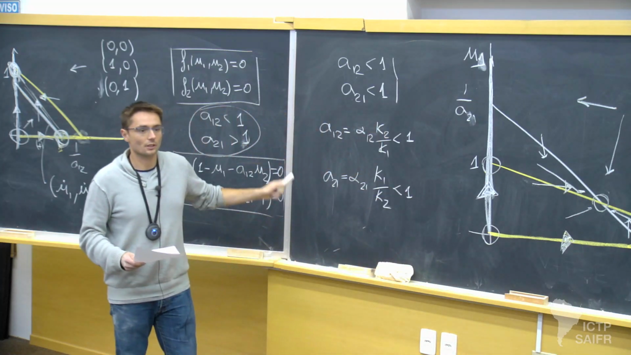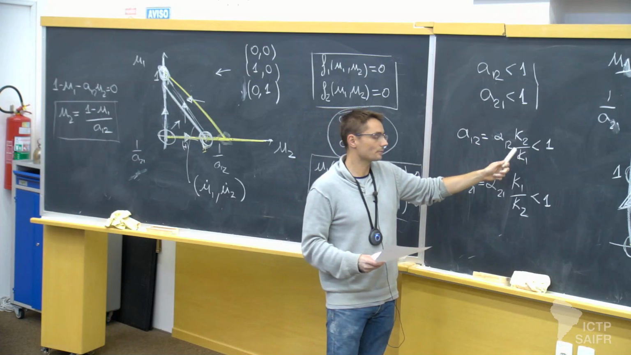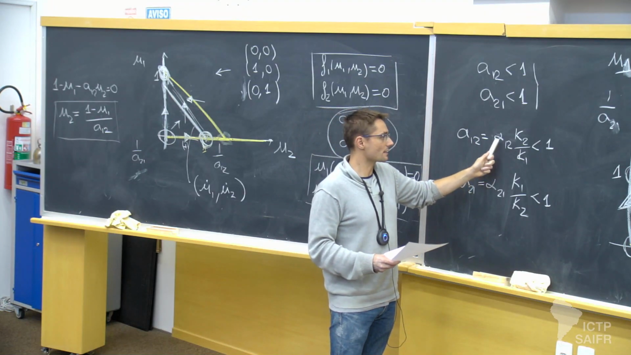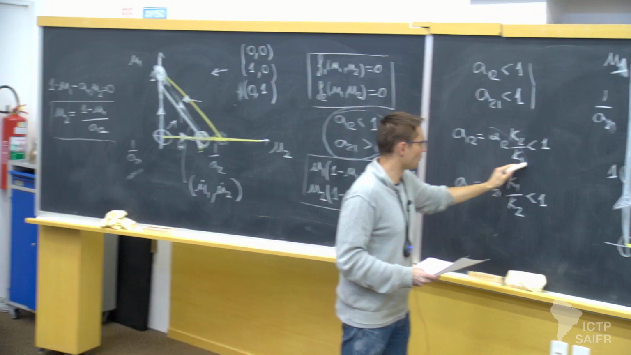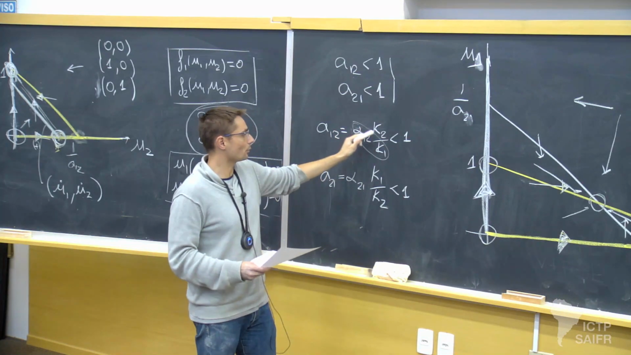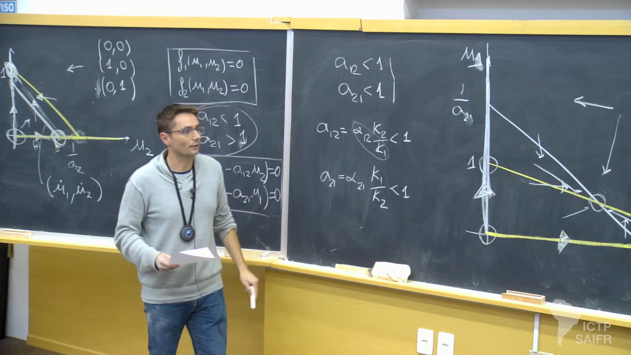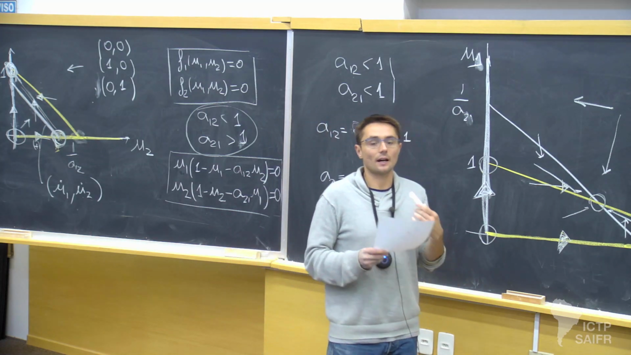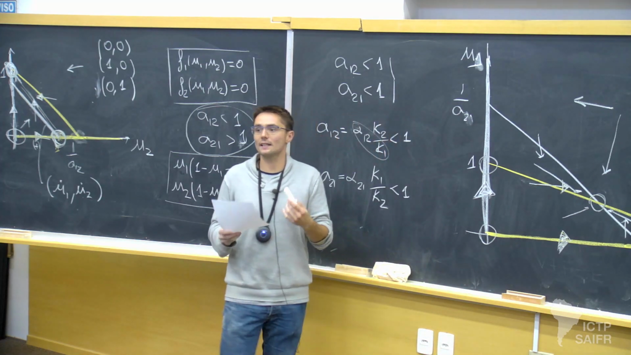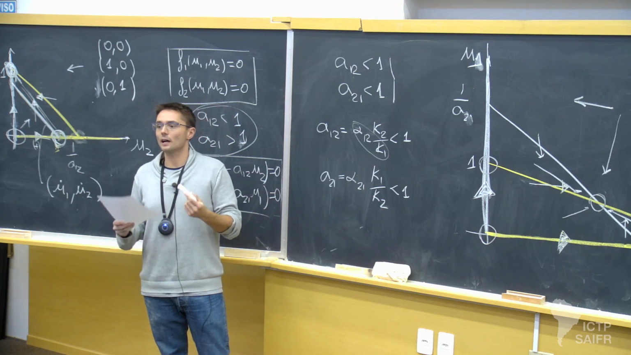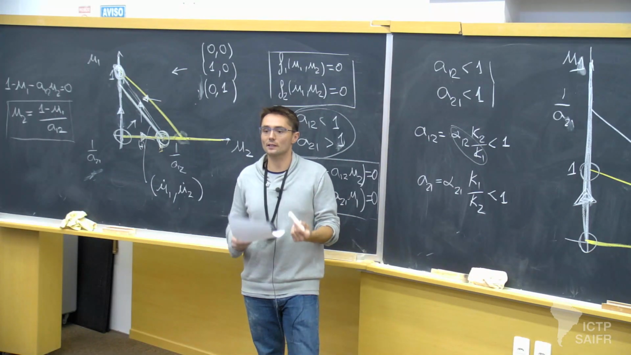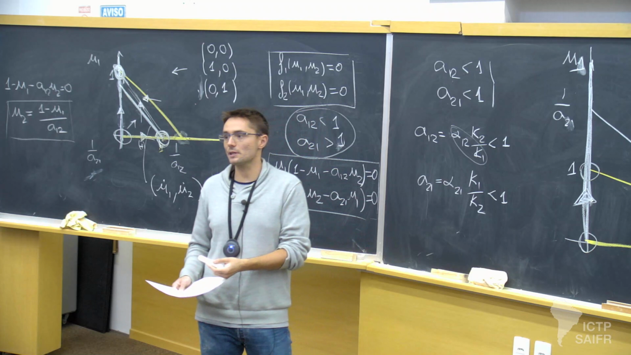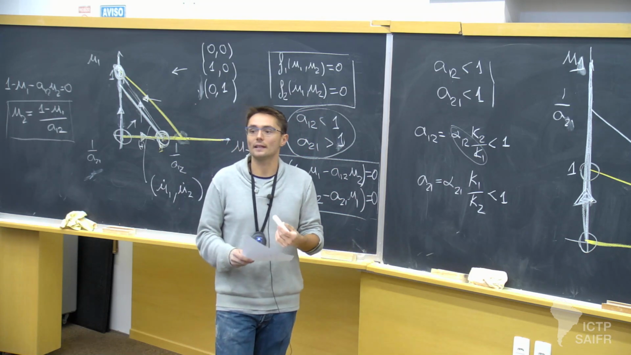So now, because these two coefficients are smaller than 1, this means that alpha 1, 2 over k1 is smaller than 1 over k2. If we go back to the equations, it's telling us something different than what we had before. It's telling us that both species are competing with themselves more strongly than with the other species, and therefore they allow the other one to survive.